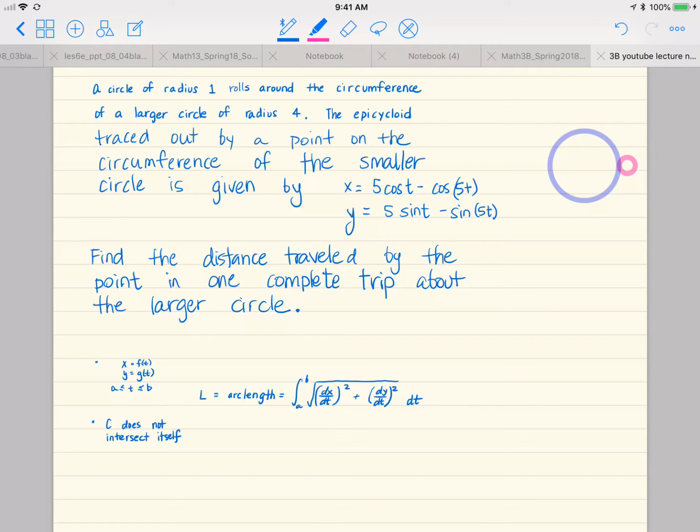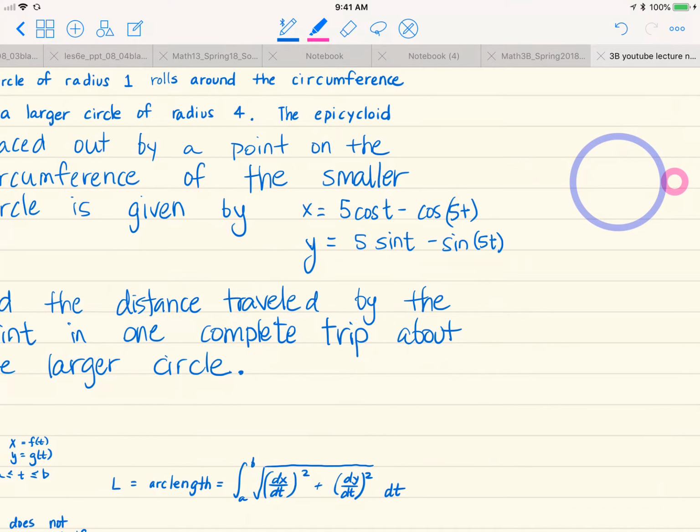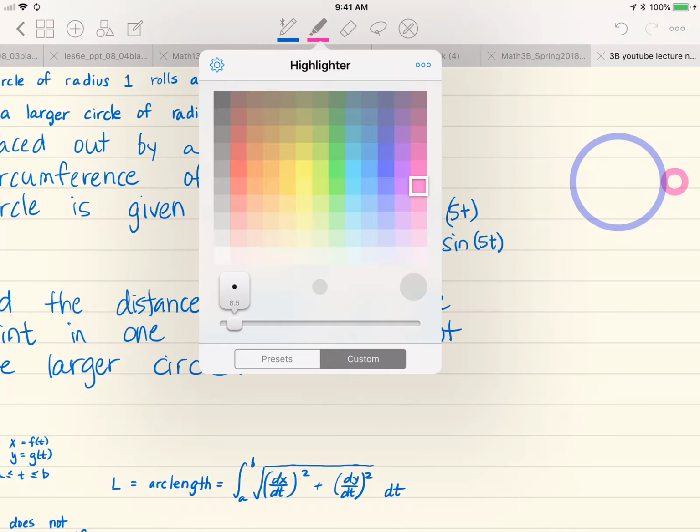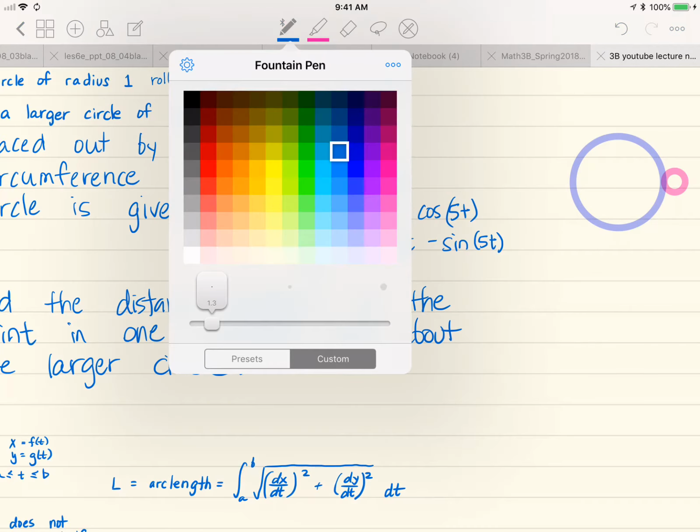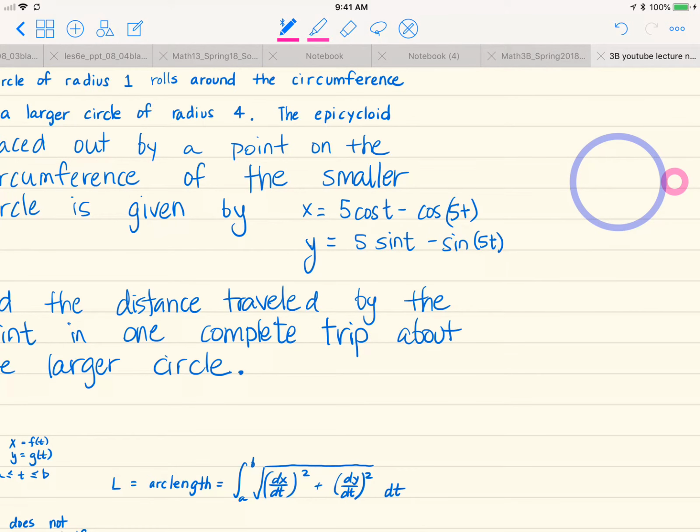Okay, so I wanted to give you an idea of what it means to trace out this epicycloid. Imagine you have a large circle with a radius of 4, and a little tiny pink circle rotating around the big circle. We're going to keep track of the little outer dot on the pink circle.